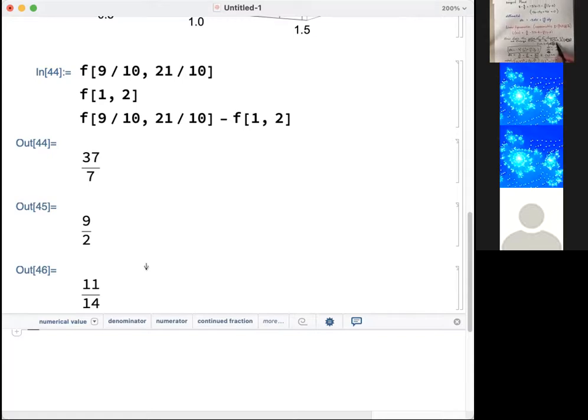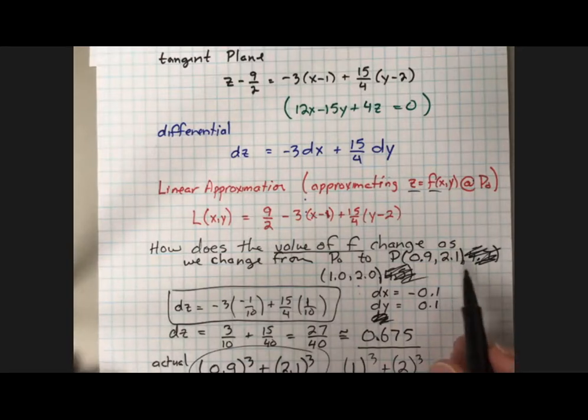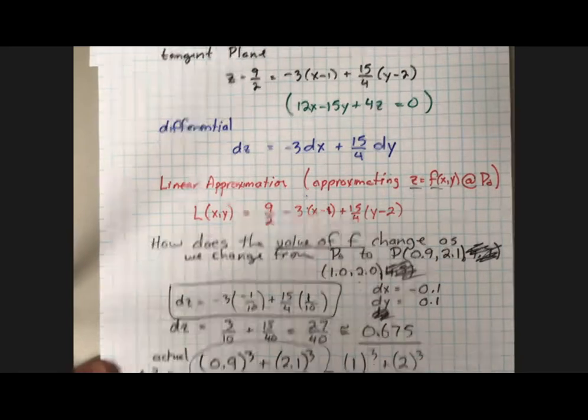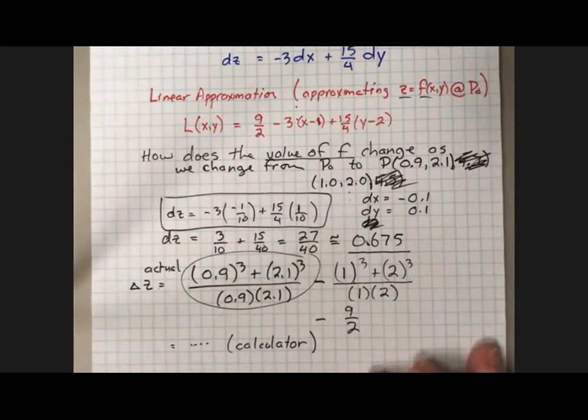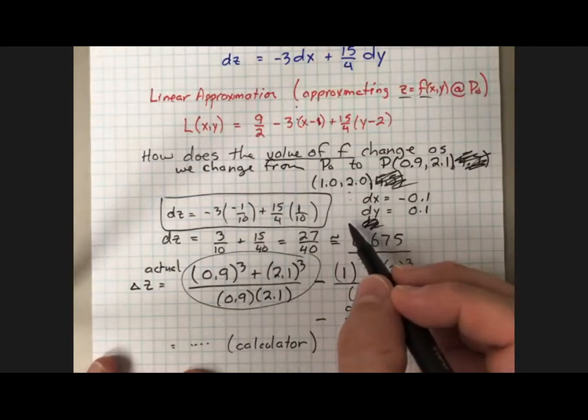If I was even closer to that point, I'll go back to my paper now, 0.99 and 2.03, then the difference between my tangent line approximation, between the differential and the actual change, would be much, much smaller. So I'll just write down that you have to calculate this in a machine of some kind. So tangent plane, differential, linear approximation are exactly all the same thing.